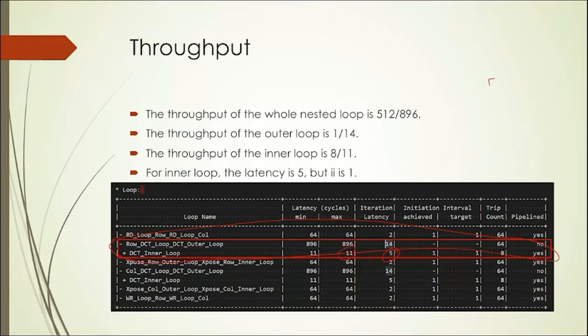But actually, I have a question right here. In my calculation, the trip count is 8, and the latency for each iteration is 5. So my calculation should be 5 plus 8 minus 1, which is 12. I suppose it should be 12, but the report says it's 11, which contradicts my prediction. So here's my question. Also the iteration latency here is 14.